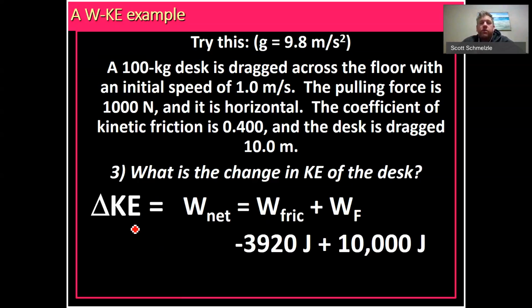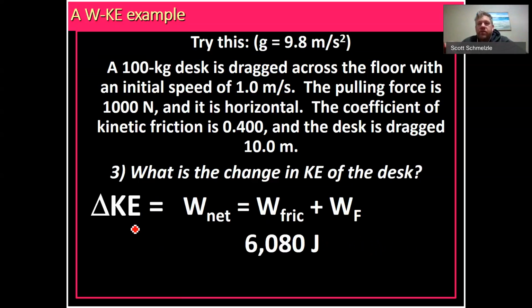So when we add those two together, because they're both doing work on the object, one's going to be negative because it's not winning. The other is going to be positive because it is winning, all right, in getting its direction. So what we end up seeing is this net work is 6,080 joules. That's how much work we're doing to pull this thing and speed it up, right? That also means that's how much we're getting in our change in kinetic energy.